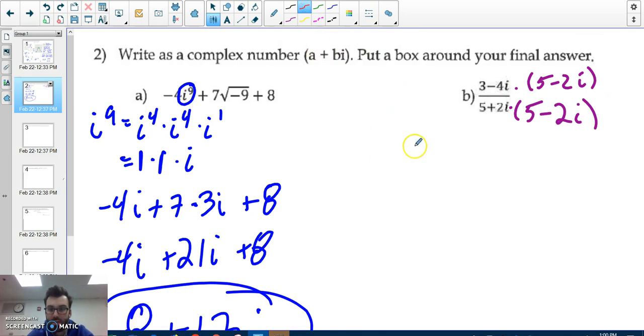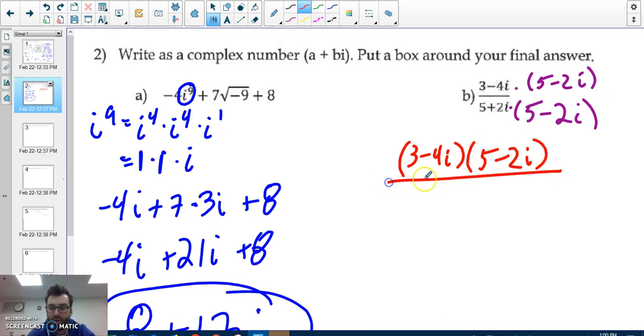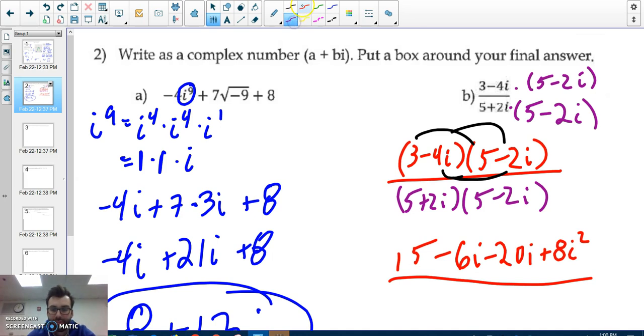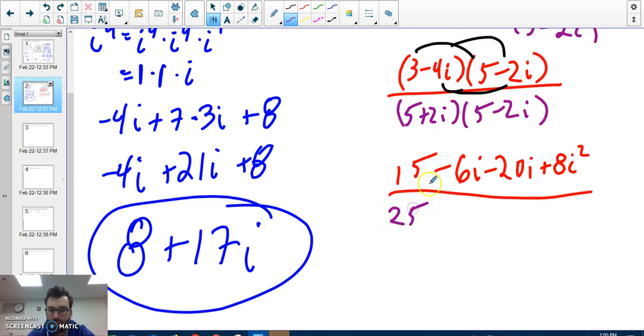Okay, 3 minus 4i times 5 minus 2i all over 5 plus 2i times 5 minus 2i. Okay, FOIL it out. The top becomes 15 minus 6i minus 20i plus 8i squared, all over 25 minus 10i plus 10i minus 4i squared.